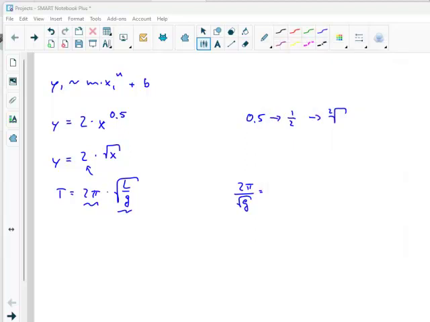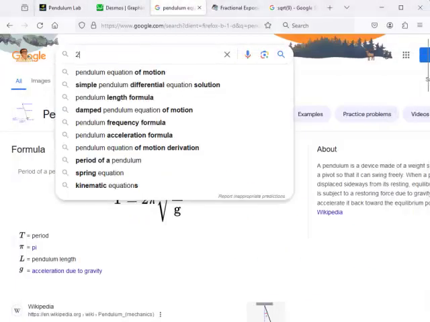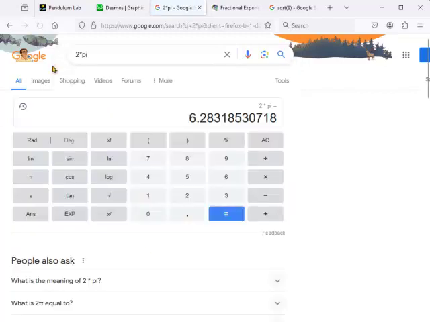By the way, when you use Google for 2 pi, that is 2 times pi right there, and it recognizes that 2 times 3.14 and so on.